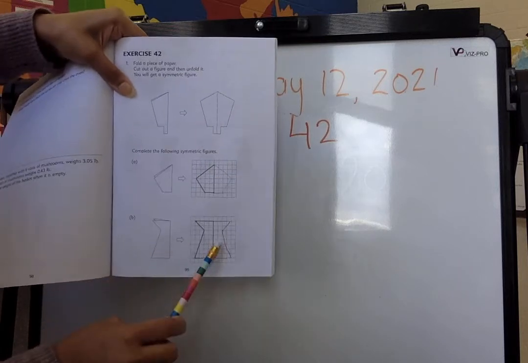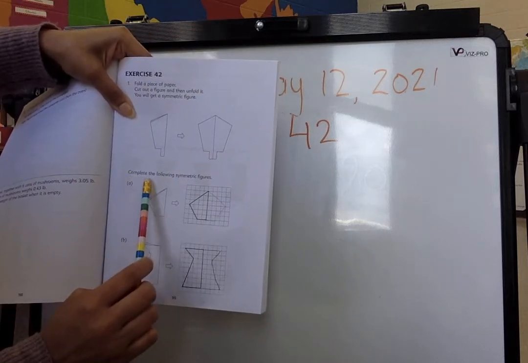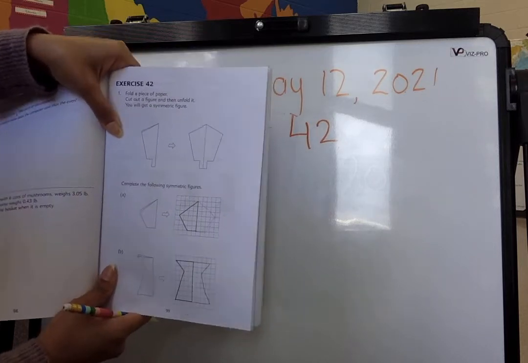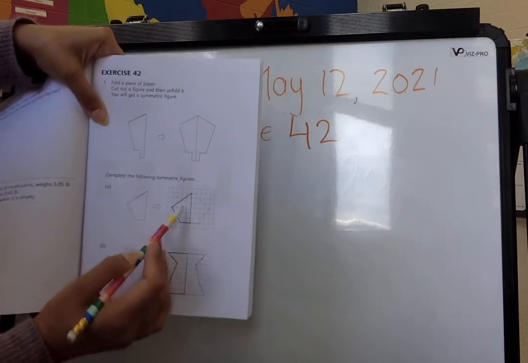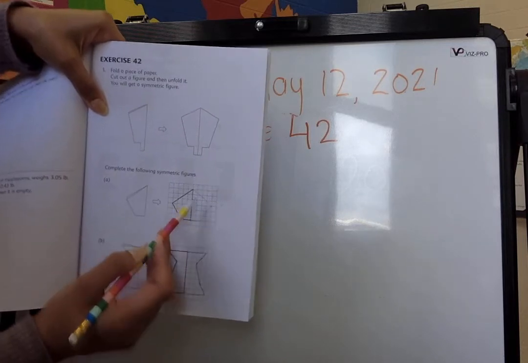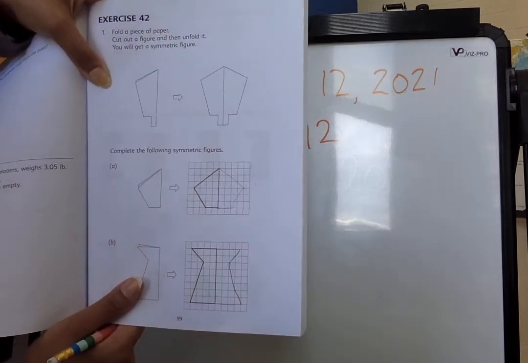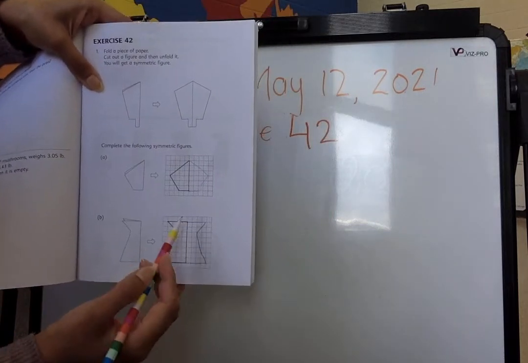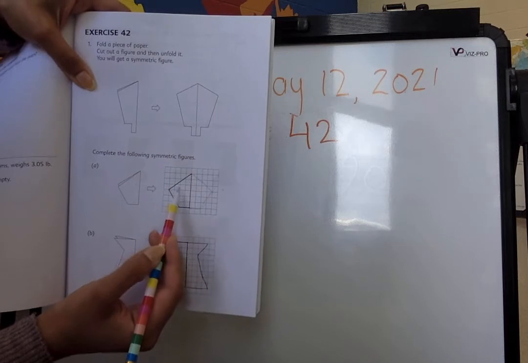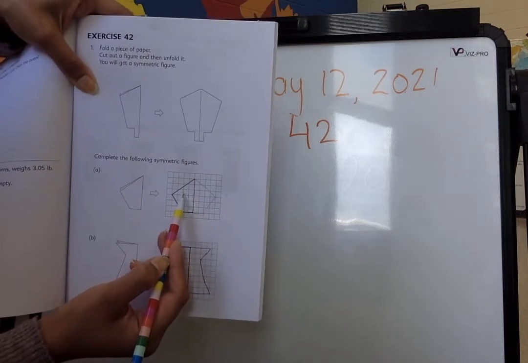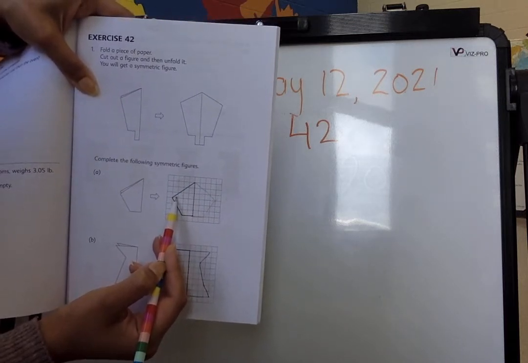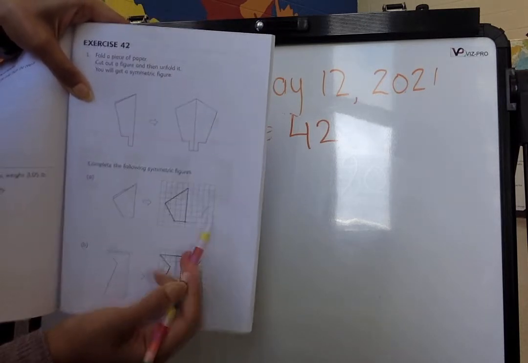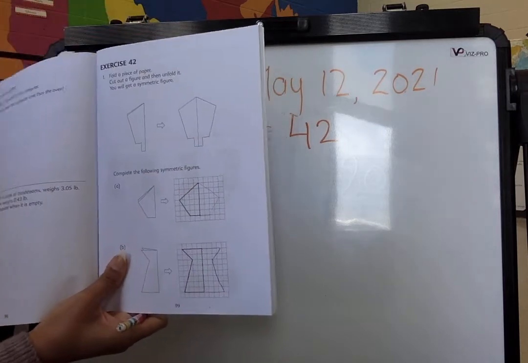Now over here at the bottom, it says complete the following symmetric figures. Basically what you need to do is, they've given you a shape, they've given you half of it. You have to complete the other half. Do you see how I've done it? That's what you need to do. The way I did it, I made sure I counted my squares. For example, if they've taken 1, 2, 3, and half of the fourth, that's how you need to do it. 1, 2, 3, and half of the fourth. That's how we'll create a symmetric figure.